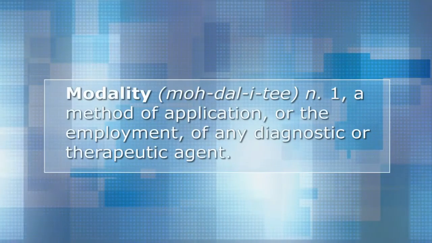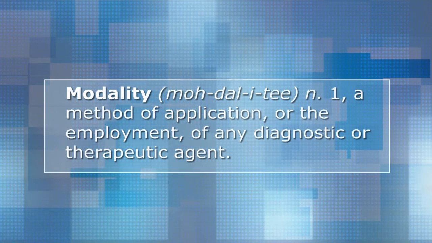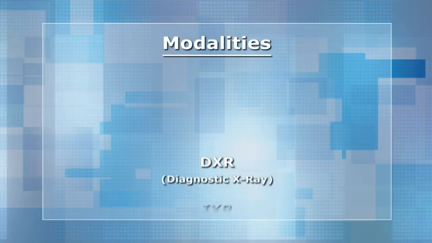In this series of videos, we will explore the devices Philips Medical Systems produces in each modality, discovering the technology behind each machine, as well as discussing its use and operation. So, what is a modality? In the healthcare world, a modality is defined as a method of application or the employment of any diagnostic or therapeutic agent. At Philips, we produce equipment covering 8 different modalities, each with a specific purpose in mind. While each video goes into much more detail, let's take a quick look at what Philips has to offer.